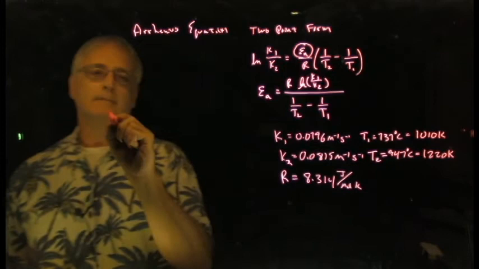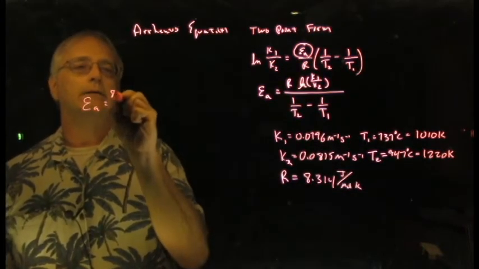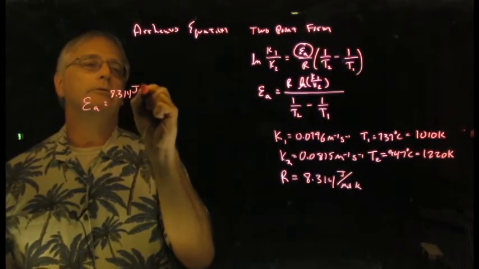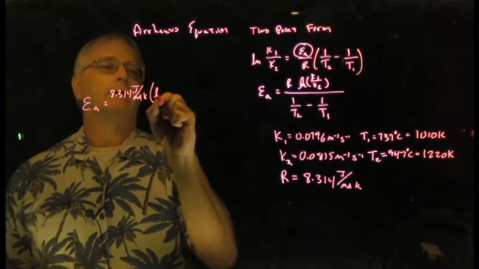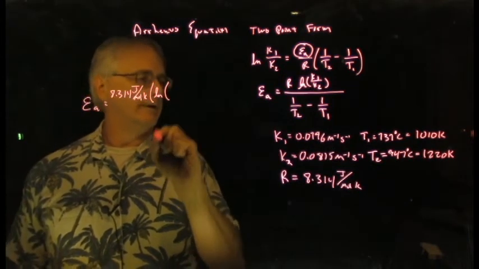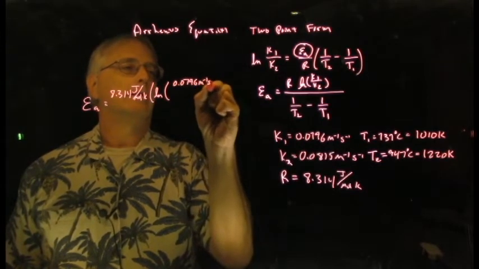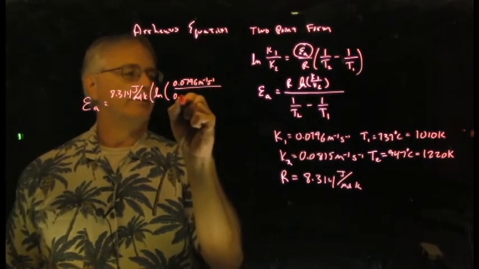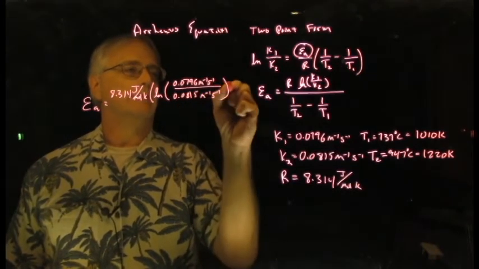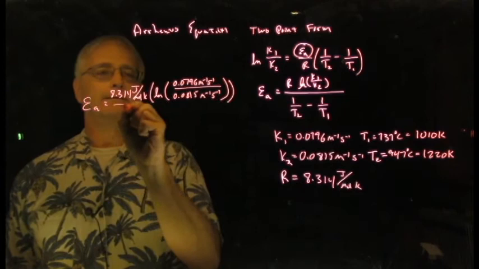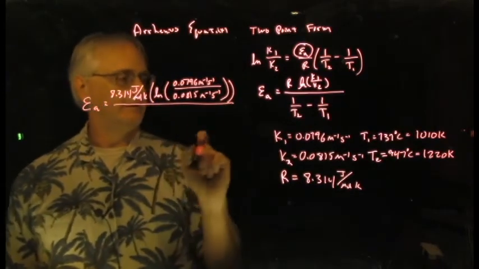So away we go. Activation energy is 8.314 joules per mole Kelvin times the natural log of K1 on top, 0.0796, over 0.0815. Okay, I'll close those parentheses as well. All over. Oh man, there's just so much stuff going around in here.